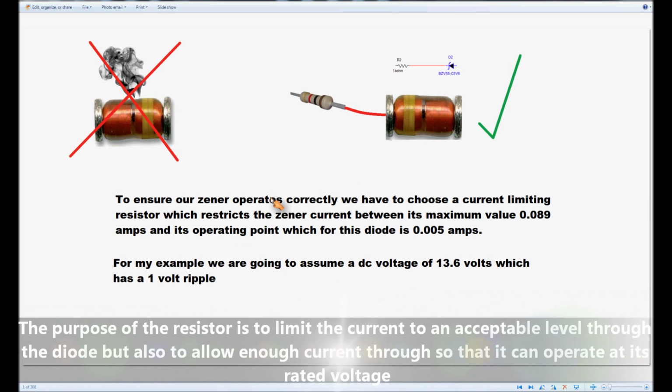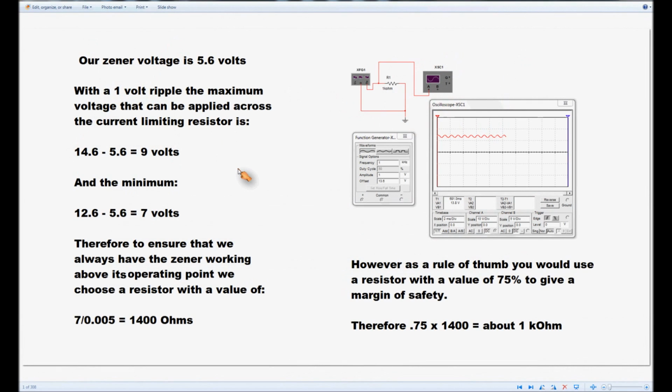And I've done some maths here, which I'll show you on the next slide. So this is the final slide before we look at the Zener itself in a proper regulator circuit. I've used this as an input voltage for the regulator. This is the circuit I've used to show it, and that's what we're going to be using in the next two circuits. That'll be our input. It's a 13.6 volt DC with a 1 volt sine wave running on top of it.